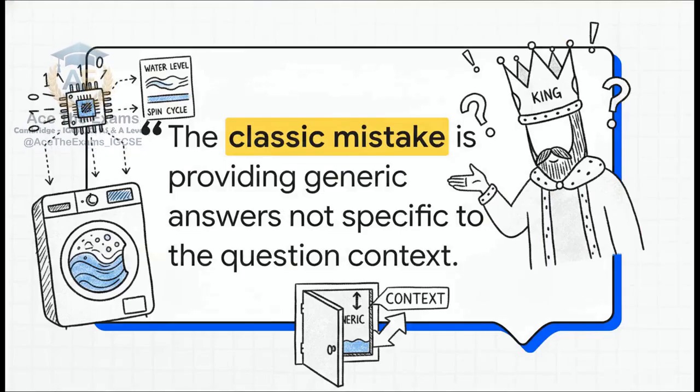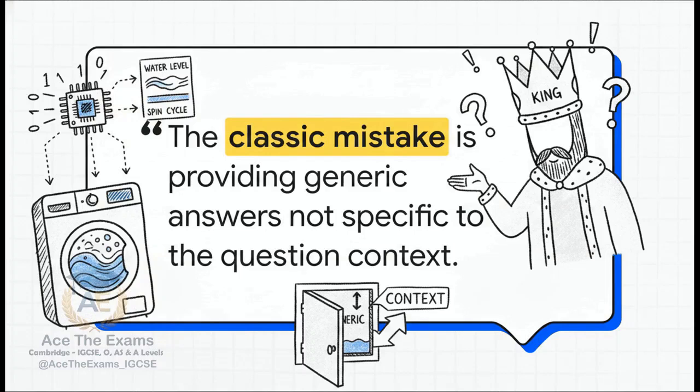This quote right here from the Principal Examiner Reports is arguably the most crucial takeaway of this entire explainer. Listen closely. Examiner alert. The classic mistake is providing generic answers. Always link every point to the given context. I literally cannot stress this enough. If the exam question is about a washing machine's microchip, your XOR answer must talk about water levels and spin cycles. It cannot just be about binary ones and zeros. Generic answers are the absolute biggest trap students fall into year after year.